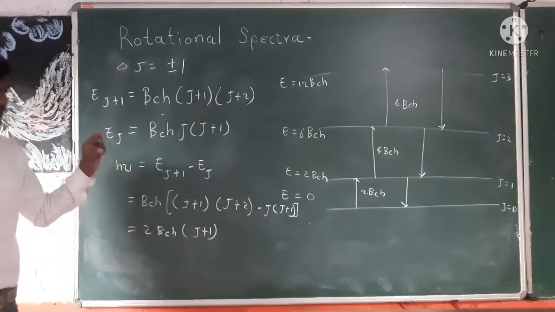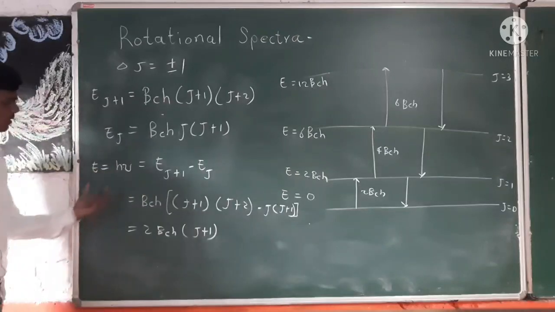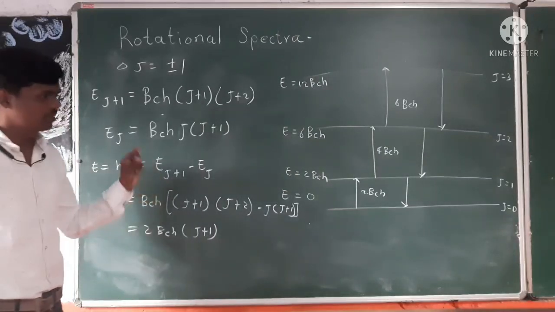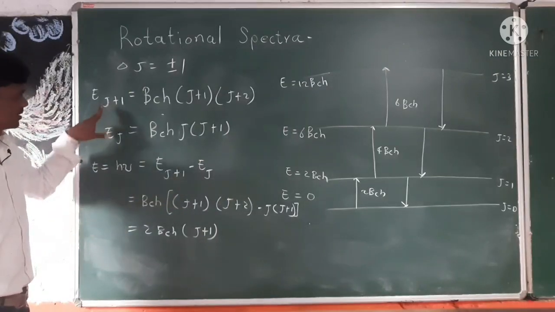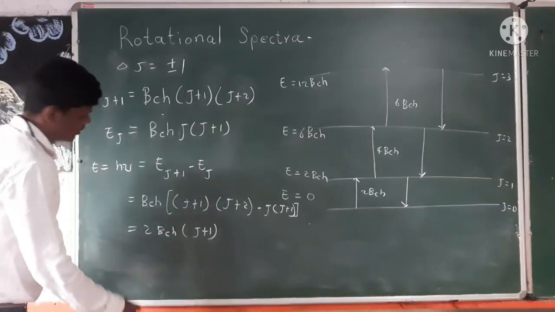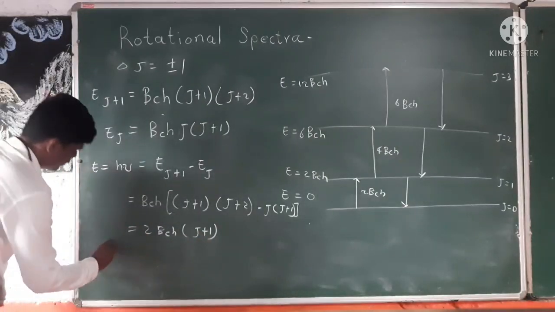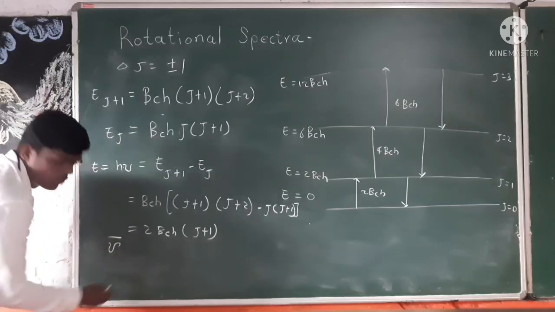That means the difference between two energy levels, ΔE, is equal to hν, we know this. Okay, so that will be a small amount of energy. Now here just subtract this from this, so we will get 2B(J+1). Here we can get this energy in terms of wave numbers.